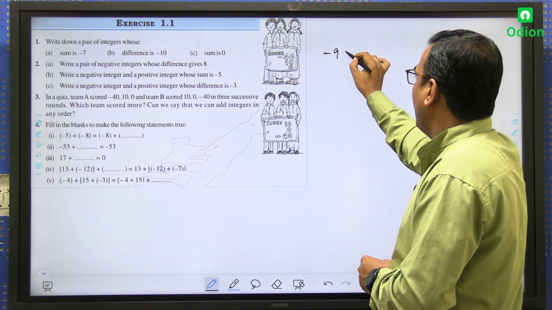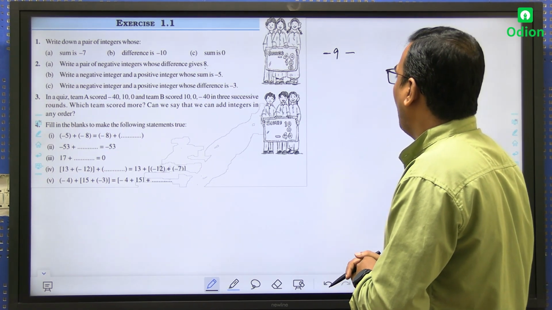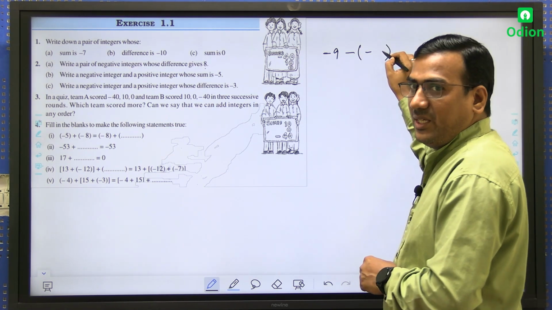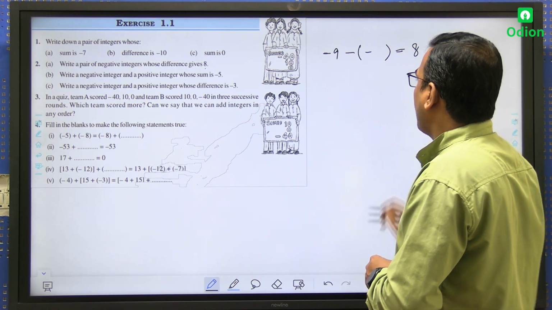Difference means you have to put a negative symbol just in the middle of the two integers, minus. What will be this second digit? And the answer will be 8, positive 8.